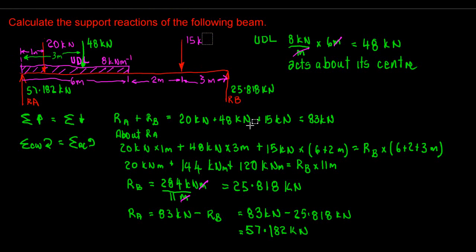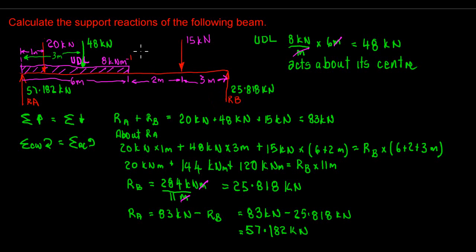So we'll just put the big N in the magenta color in there. Might be a bit large at this stage text wise. There we go. Kilonewtons, that's that edited out now. A point load of 15 kilonewtons, which acts at 6 plus 2, 8 meters from A. And then finally we have the end of the beam 3 meters further on from there.